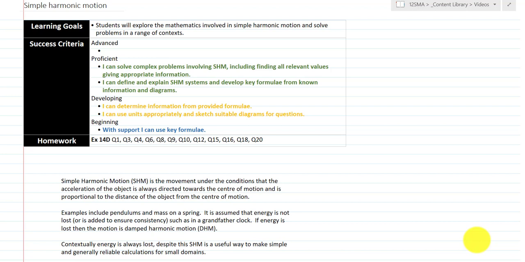Simple harmonic motion is movement under conditions where the acceleration of the object is always directed towards the center of motion and is proportional to the distance of the object from the center of motion. So this is a differential equation, but we're told that the acceleration, d squared x dt squared, is equal to k times x. It's proportional to the actual displacement as stated here.